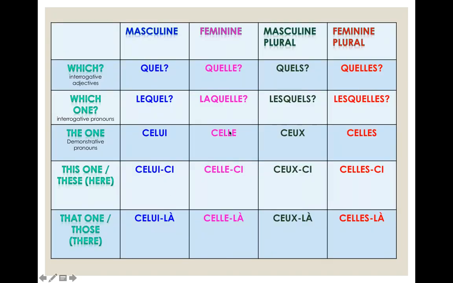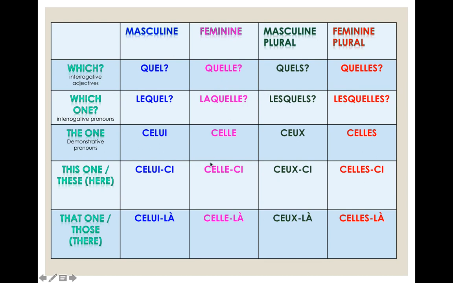Here's a little table with some interrogative adjectives. Quel, which one? Yes, which car, which boat, which snail. And interrogative pronouns, which one, lequel, laquelle, lesquels, lesquelles. We'll be coming to look at these a little bit more.